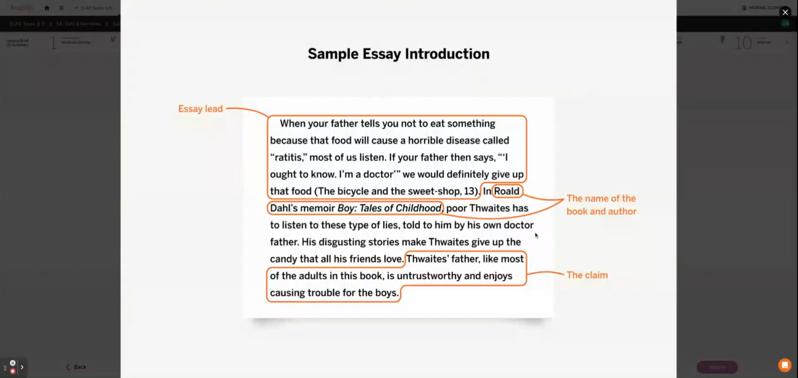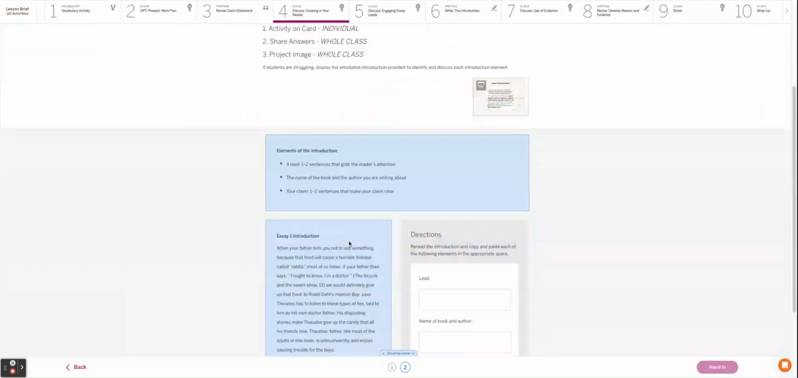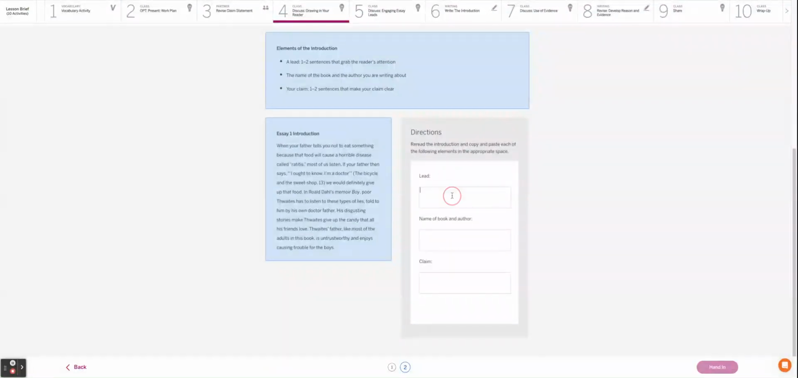Card 2. Be sure to look at this picture. You can pause this image to go back and look at the different parts of this introduction. And go ahead and work on your lead, the name of the author and book, and your claim. Be sure to hand that in.